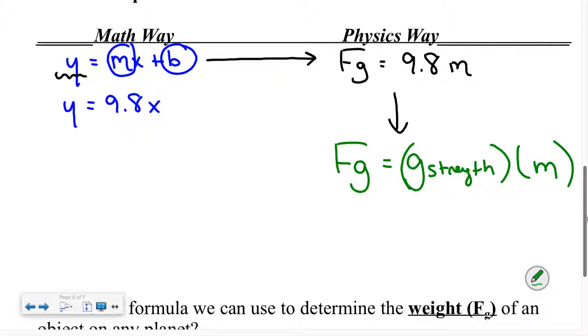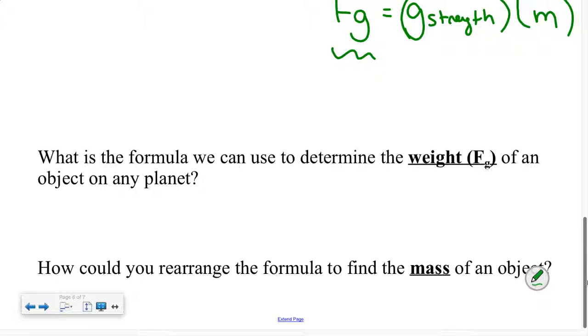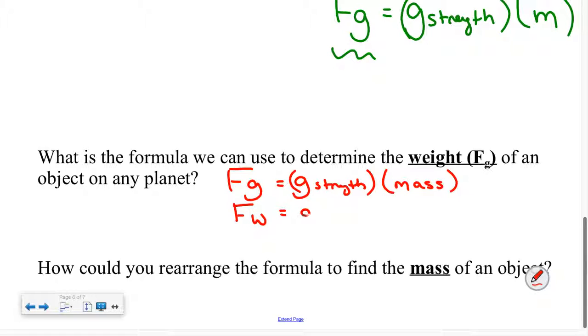So another way that we can do this is we can also refer to force of gravity as weight. So sometimes you'll see it a variety of different ways. You might see the equation written as force of gravity equals gravitational field strength times mass, like I have above. You might see it written as force of weight equals gravitational field strength times mass. Or, although I won't do this very often, it could be weight equals gravitational field strength times mass.